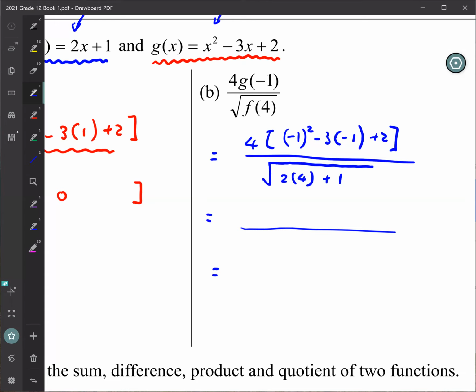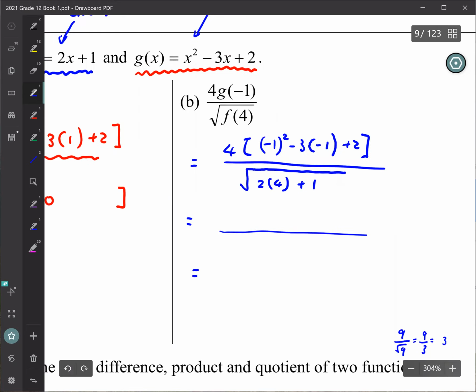And how about you, Marcus? Do you have your final answer? I'm not sure if it's right, but I got 9 over square root of 9. What is the square root of 9? 3, so it's like 9 over 3. What's 9 over 3? 3. Yeah, if you need to simplify, you need to keep on going until you cannot do any more, okay?